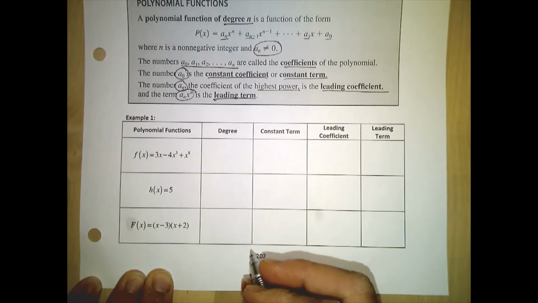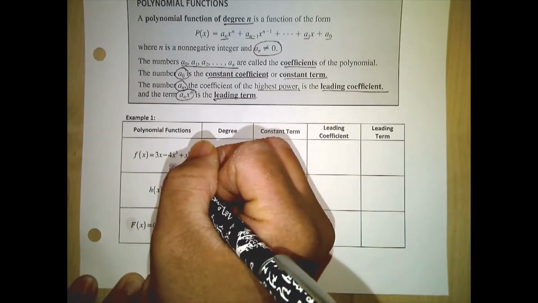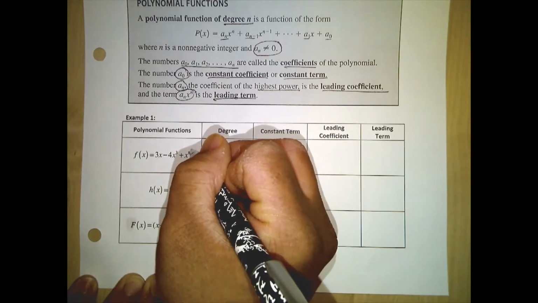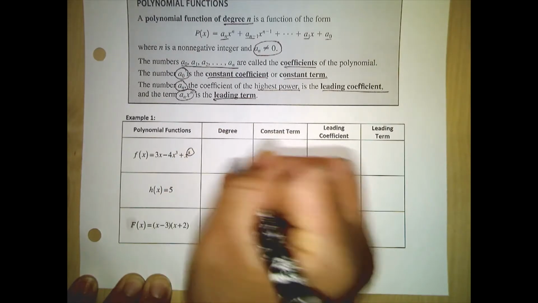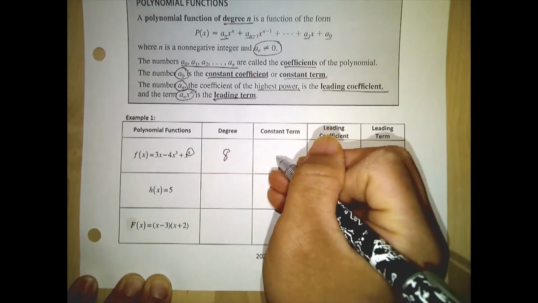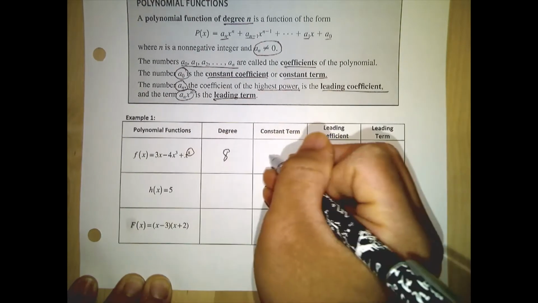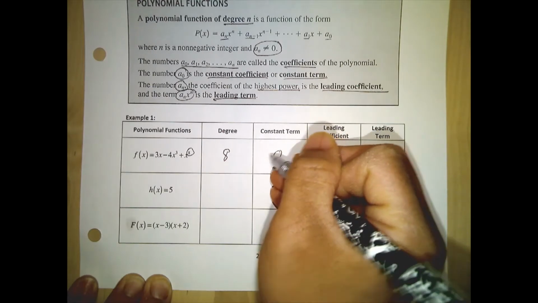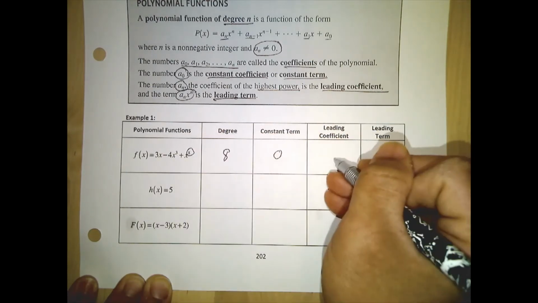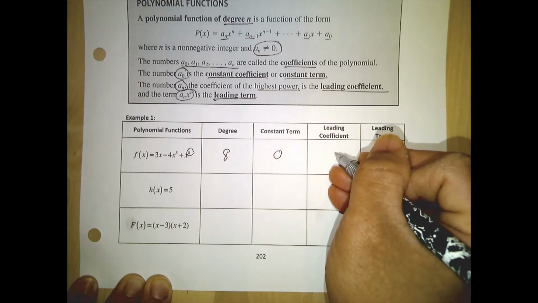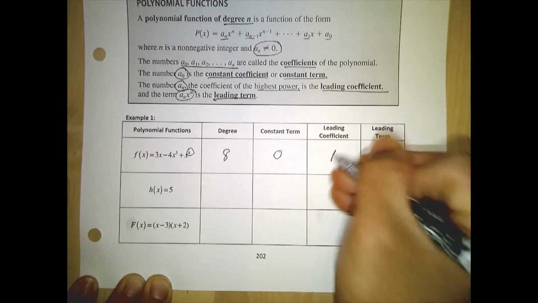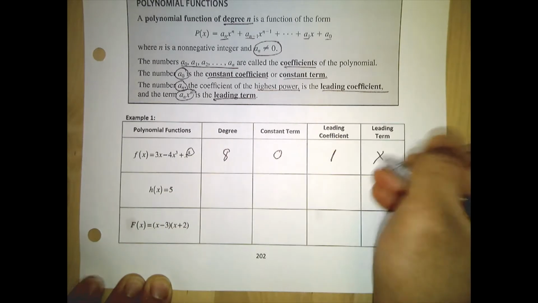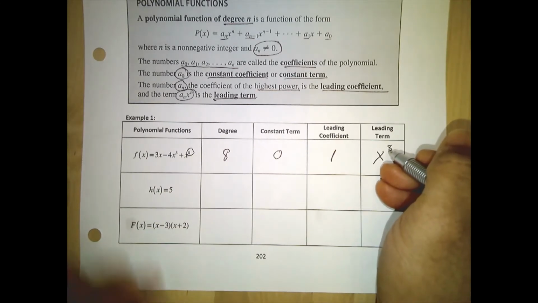If I look at the first one here, I look for the highest power, and that will be the degree, so that will be 8. The constant term is, well, that is 0 because there is no term without any variables in here, and the leading coefficient will be a 1 because that's the coefficient of the highest power term, and the leading term is x to the 8th. Let's try again.